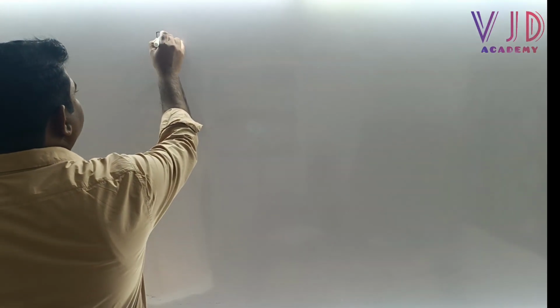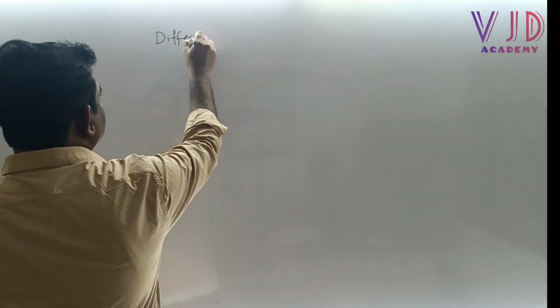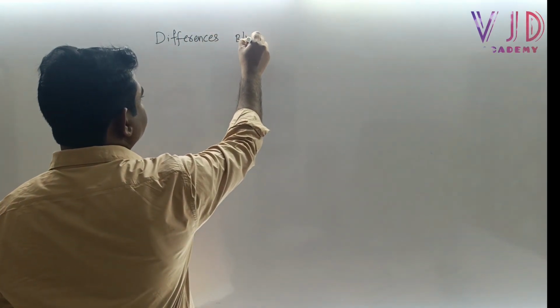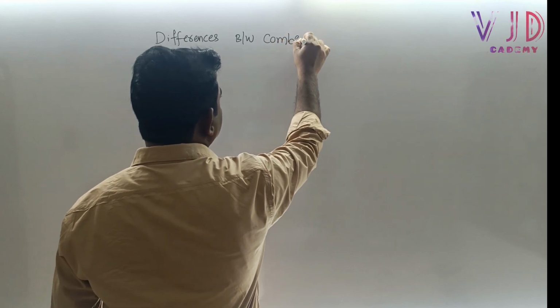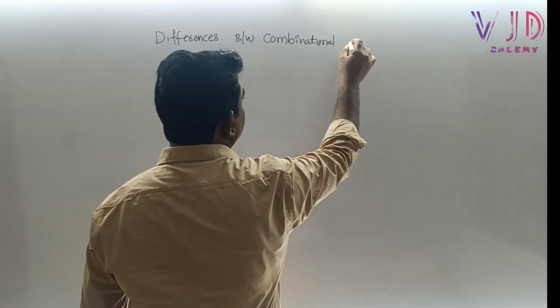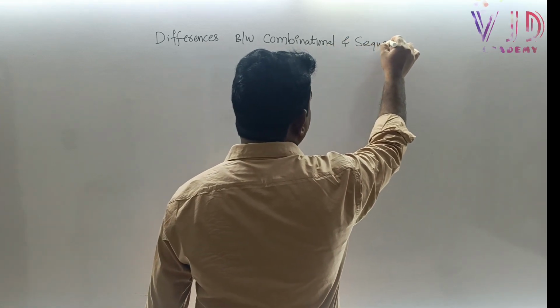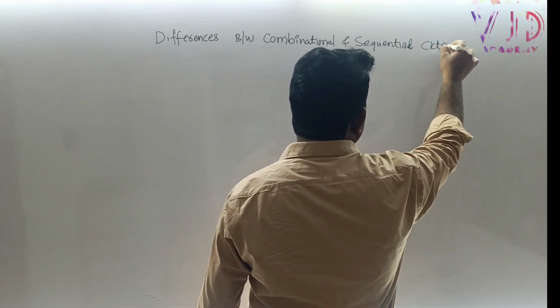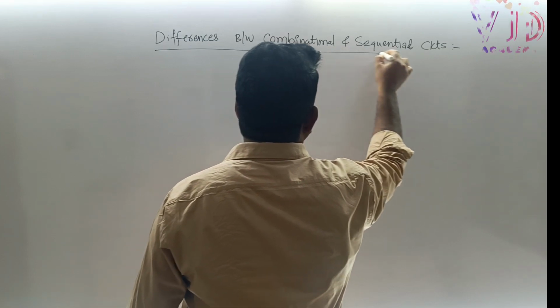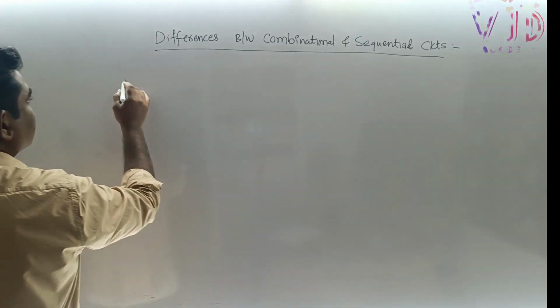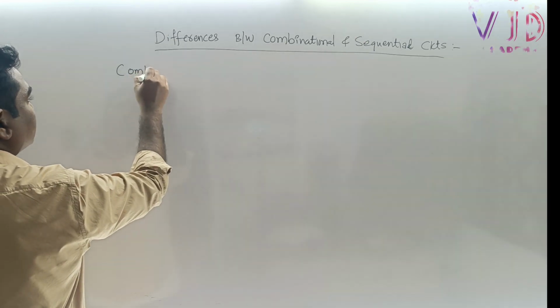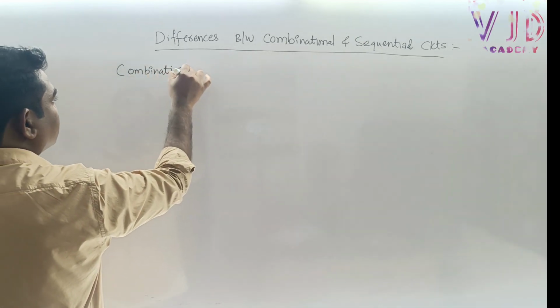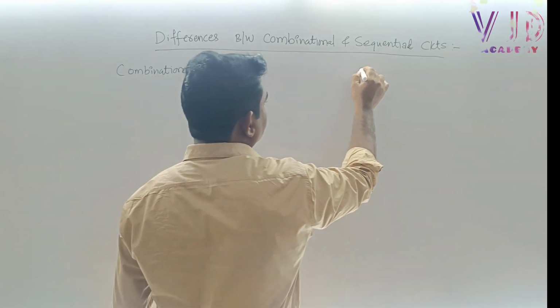Let me make a heading: combinational circuits and sequential circuits. Here are the basic differences between combinational and sequential circuits. Basically we have 5 types of differences. The first one, combinational here, and here sequential. Let me write.